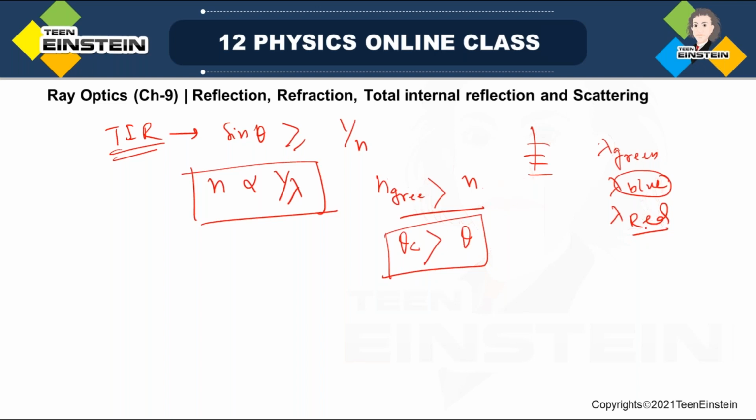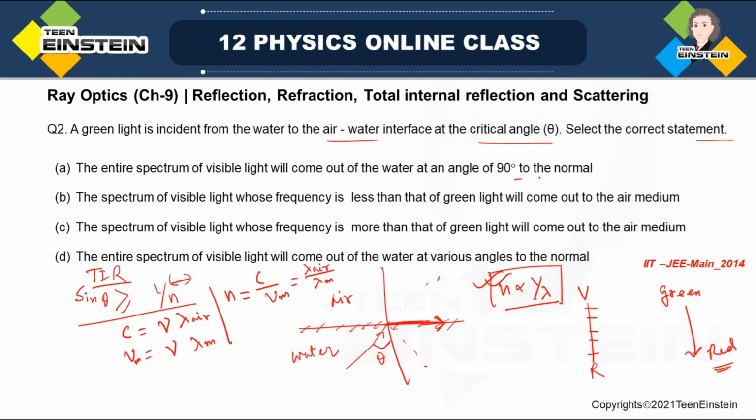So if some color has greater wavelength than green, then for that the critical angle for TIR will be greater than theta. How? Because sine theta is greater than or equal to 1 over refractive index. If the refractive index is small, then this will be more. Then some of the colors will not be able to meet the TIR condition, so they will not graze the interface, nor will they come to the water, they will actually pass through the air. So that's why this is not true.